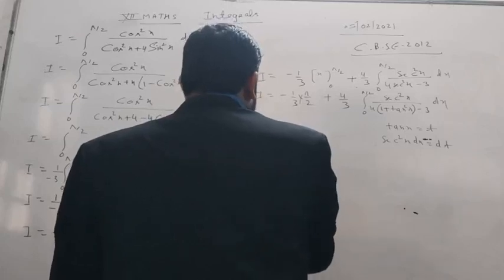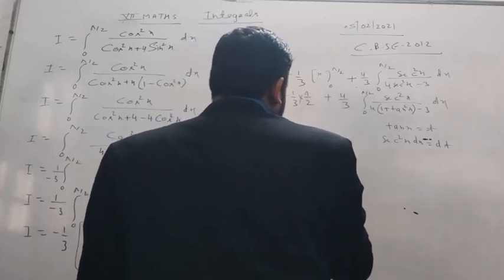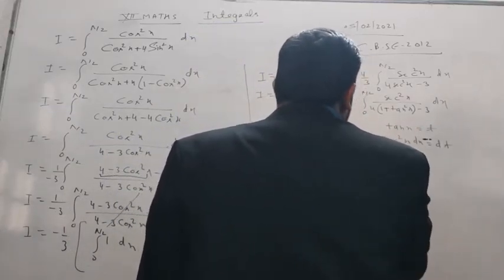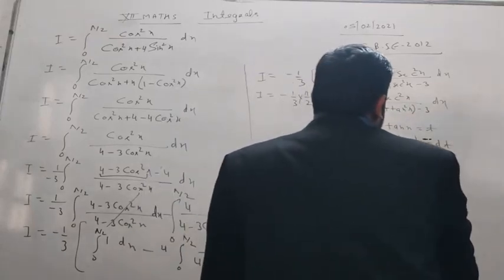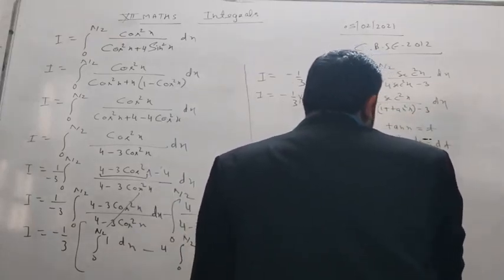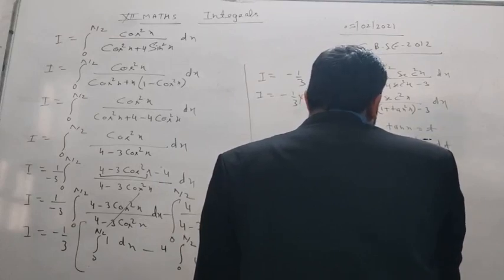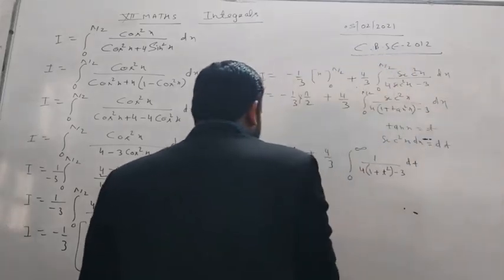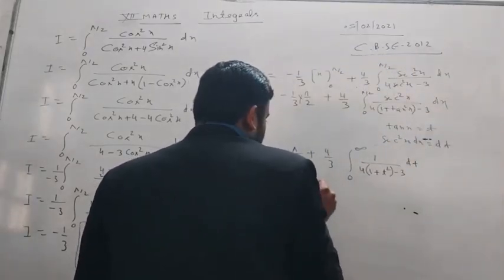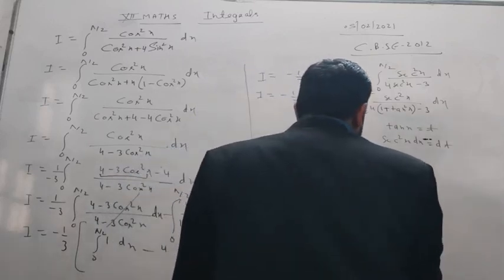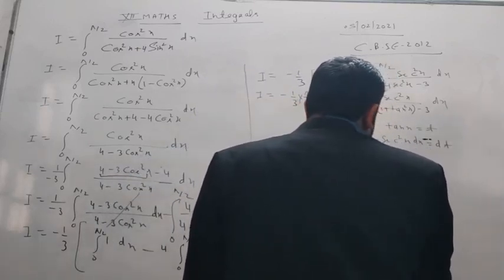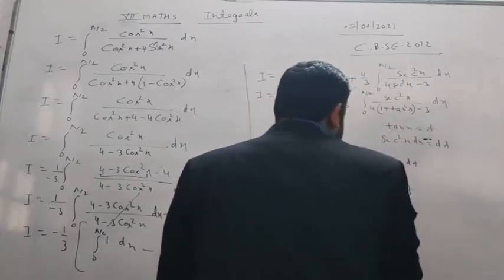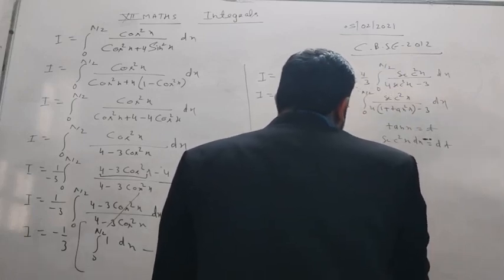So students, I is equal to minus 5 by 6 plus 4 by 3, integral from 0 to pi by 2, so not defined. And students, this is dt by 1 by 4, t square plus 1, minus 3 dt, and this is 0 to not defined.